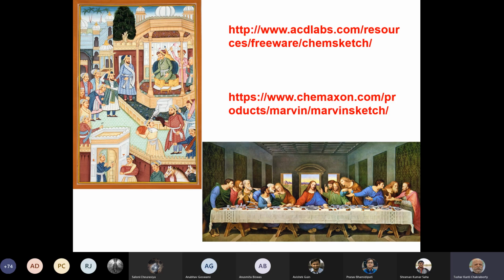Whereas during the Renaissance in Europe, they learned how to draw three-dimensionality. In this very famous picture, you can get a feeling that it has three-dimensionality in a two-dimensional painting.